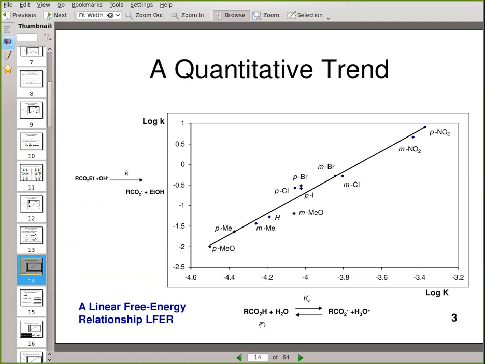So the question I have now is, what is the point of comparing these totally unrelated reactions? Well, they're not totally unrelated. You've got the aromatic system with the associated substitution on that. So what is the point of comparing them?